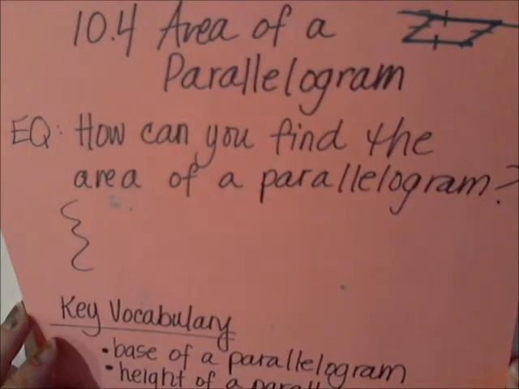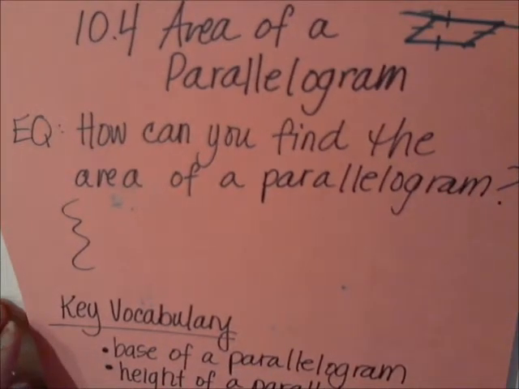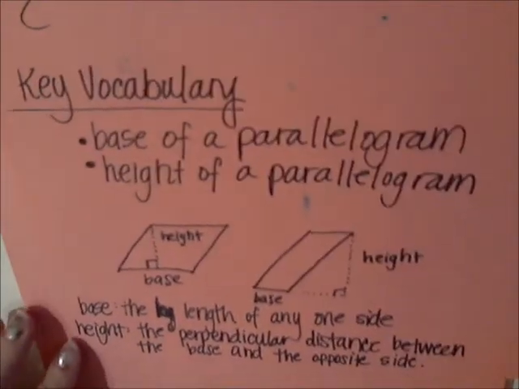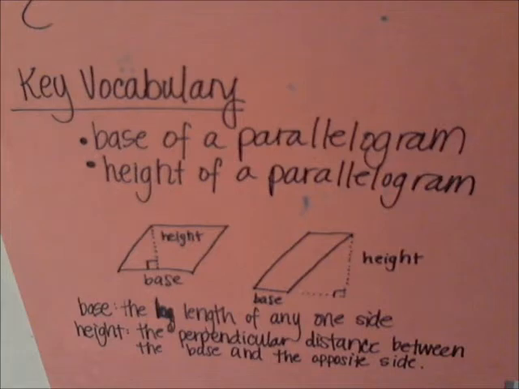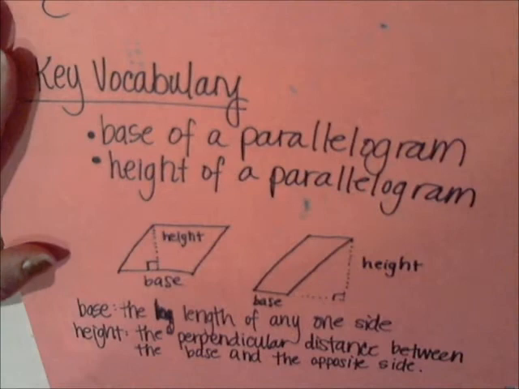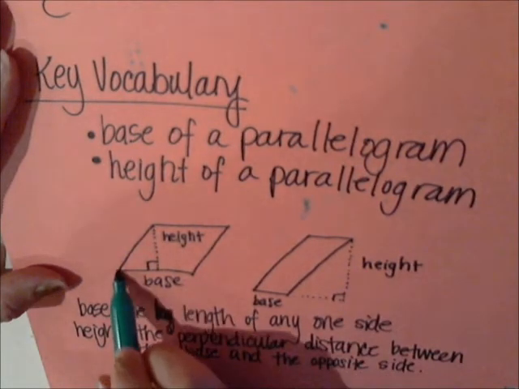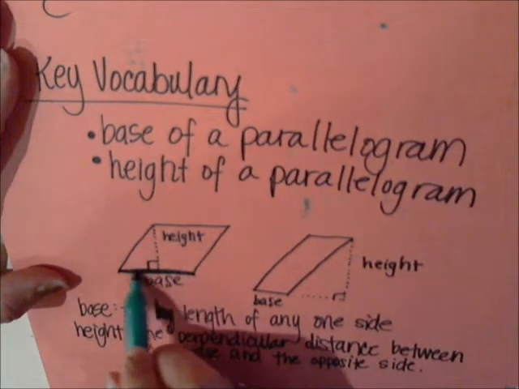But you're going to see it's not that different than the formulas you've used. So let's look at our key vocabulary. We have the base of a parallelogram and the height of a parallelogram. Now, it's very, very important that you always remember how to find height. The base of a parallelogram is basically the length of any one side. So here we're going to pick this to be our base, okay?